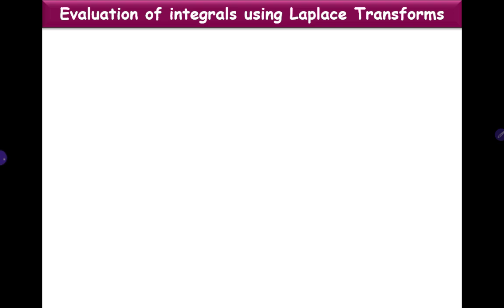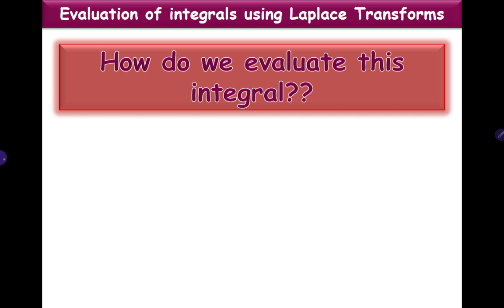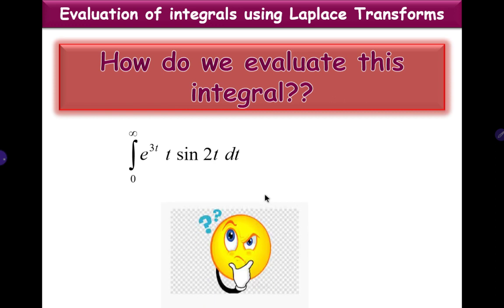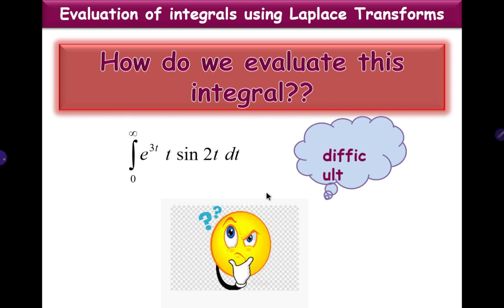I have a question for you. How do you evaluate this integral? Integral 0 to infinity e power 3t into t sine 2t dt. Think. Do you feel it is difficult to evaluate this integral?